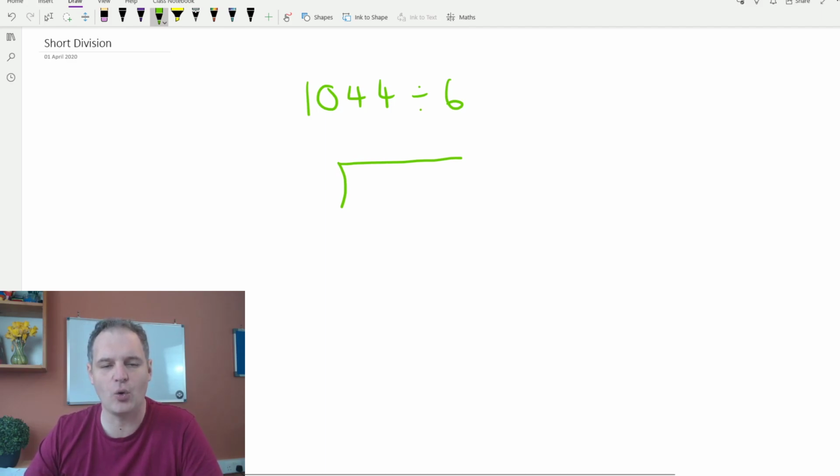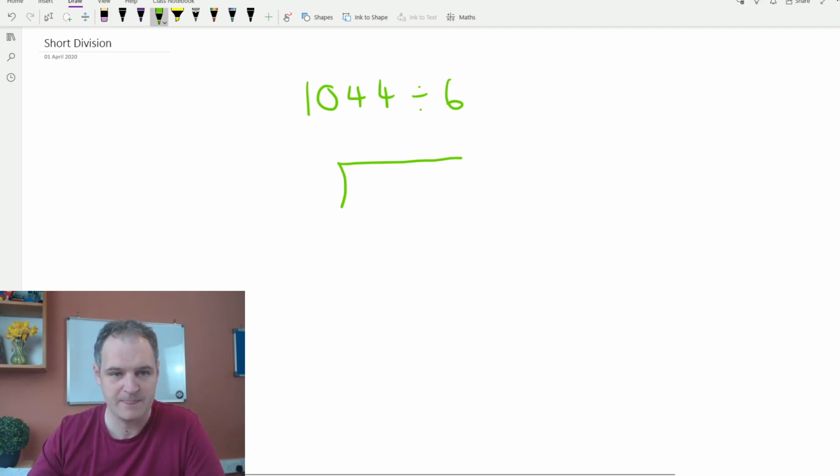Now, I have seen people come to me and say, oh, in the bus stop method, you have to always have the bigger number on the inside. That's not the case. It's always the first number. The order of this division is important. The first number comes inside this bus stop. It is a bigger number.